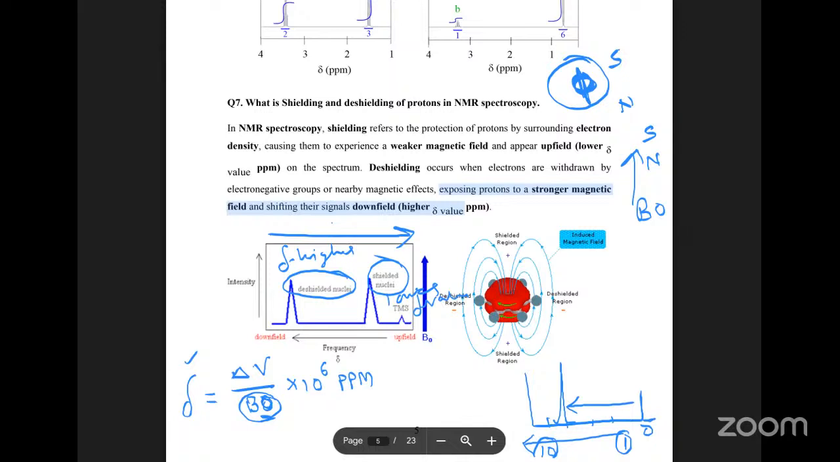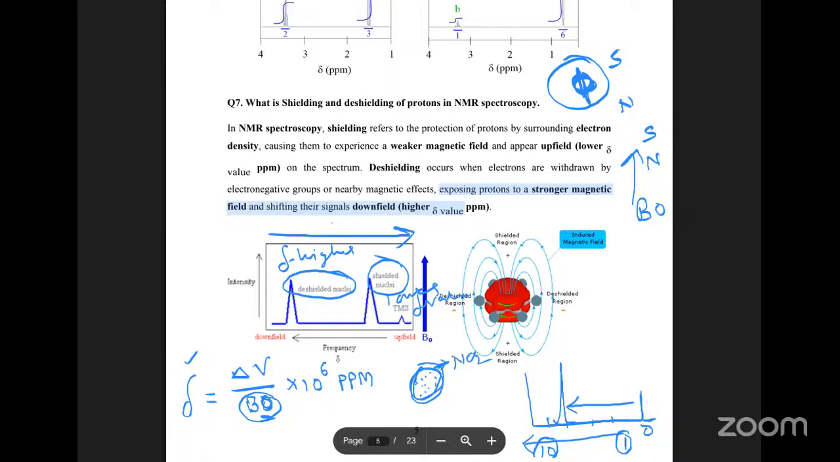Now here, who makes this proton shielded or deshielded? Take the example that this is some proton having its electron cloud. And if I have any electron withdrawing group attached, the electron withdrawing group will withdraw the electrons from this nucleus. So that means the electron density around the nucleus will be withdrawn by the electron withdrawing group.